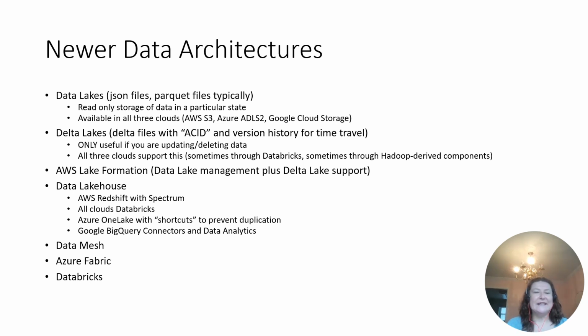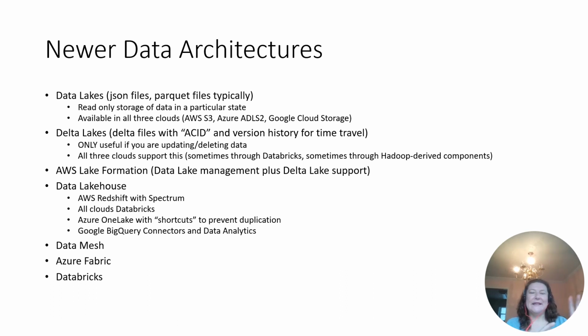Azure has ADLS2 as its data lake nowadays. It used to be blobs, but now ADLS2 is very hierarchical and is built really nicely for data lake storage. And then there's Google Cloud Storage in Google Cloud. Delta lakes are offered within the clouds too. These are Delta files with those ACID properties that we talked about before, for version history, for time travel, and so on. Delta lakes really are only useful if you're updating and deleting data, so not for read-only uses. All three clouds support some kind of data lake.